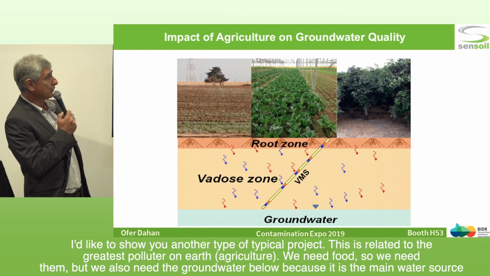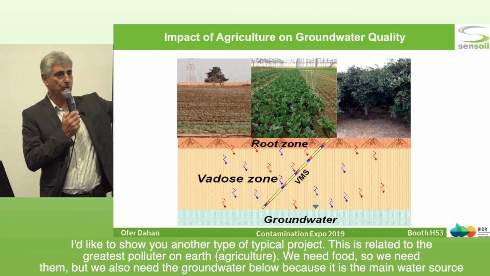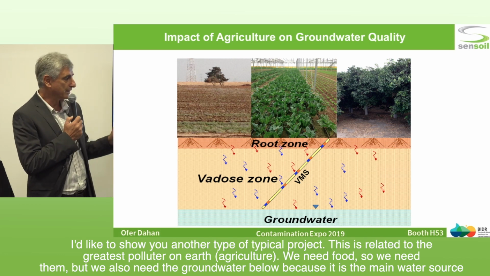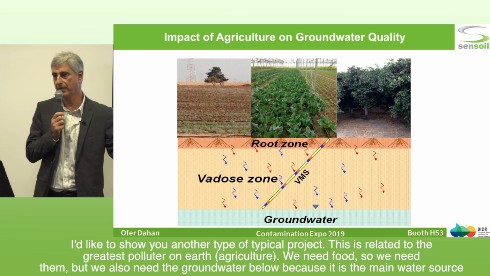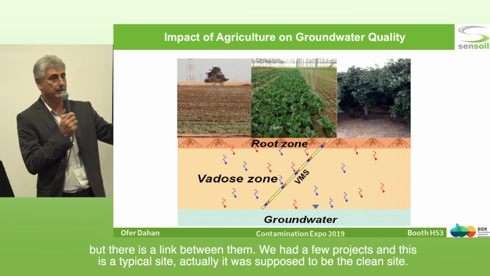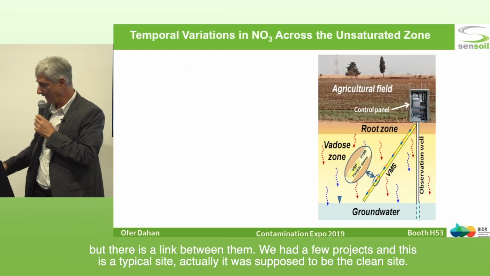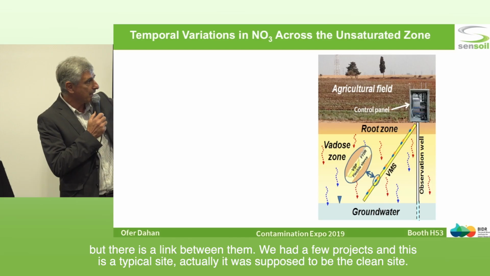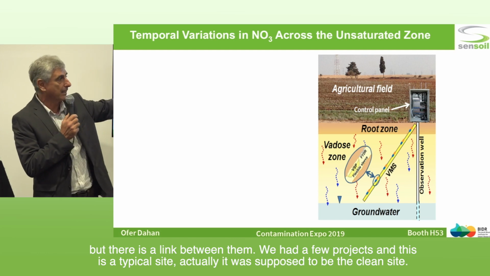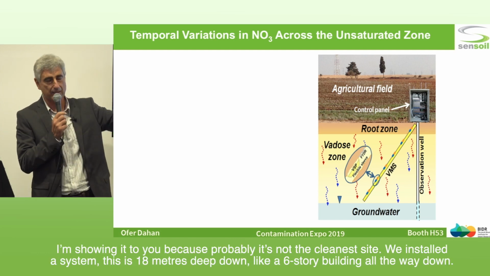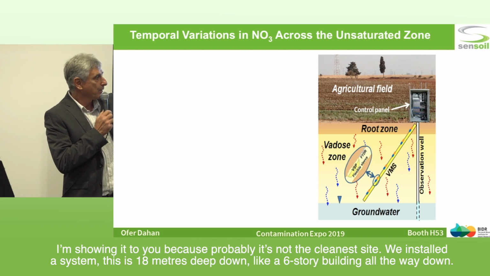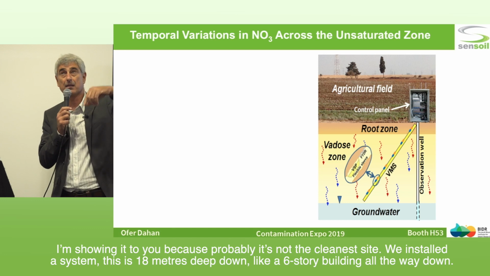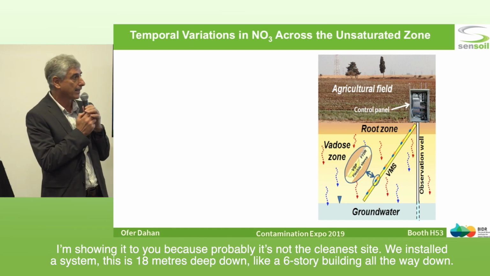I'd like to show you now another type of typical project. And this is related to the greatest polluter on Earth. We need the food, so we need them. But we also need the groundwater below, because this is the main water source. But there is a link between them. And how is it going? So we had a few projects, and this is the typical site, or actually it was supposed to be the clean site. I'm showing it because probably it's not the cleanest site. We installed a system 18 meters deep, like a six-story building all the way down.